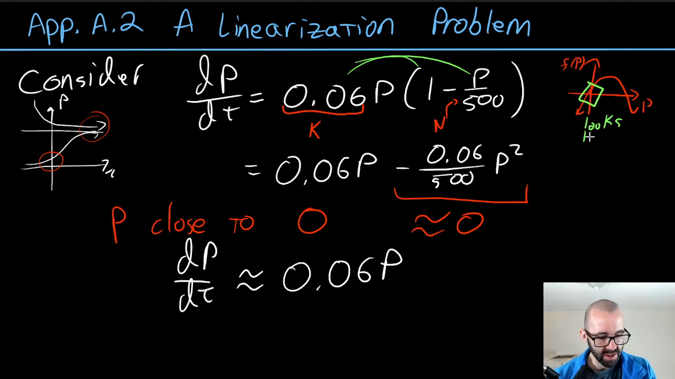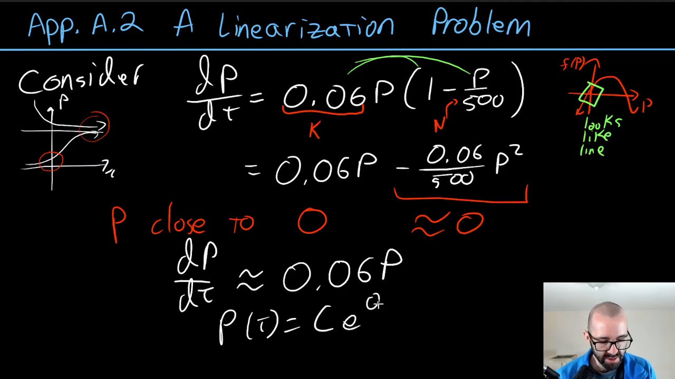Zooming around here looks like a line. What line? This line. And we know how to solve this. This is exponential growth. This is literally the differential equation for exponential growth. And we know that the solution looks like P of t is just some initial population times e to the 0.06 t.